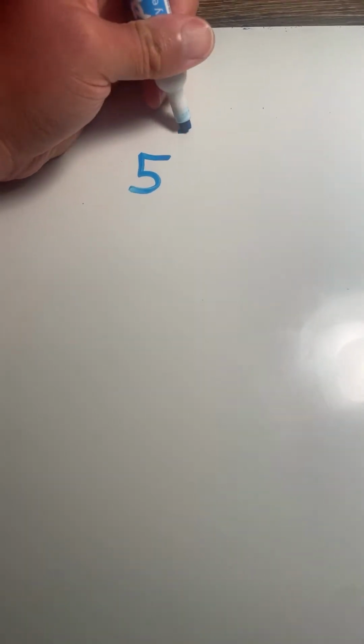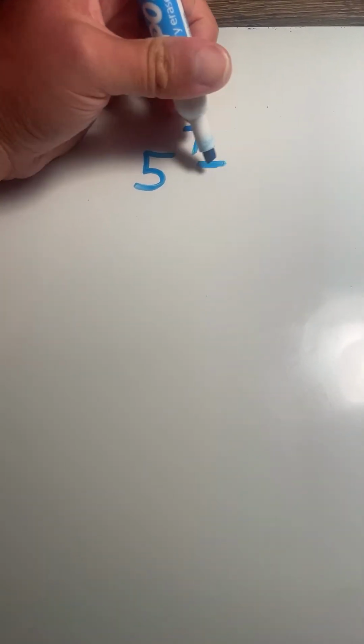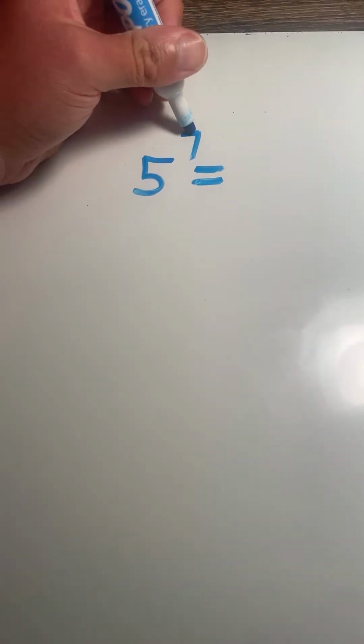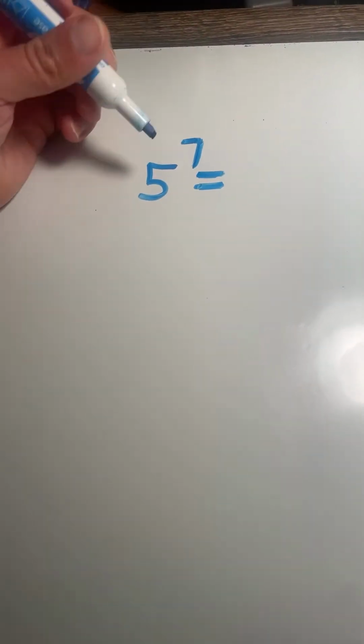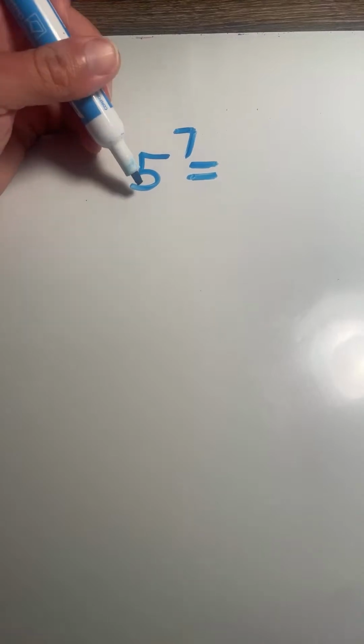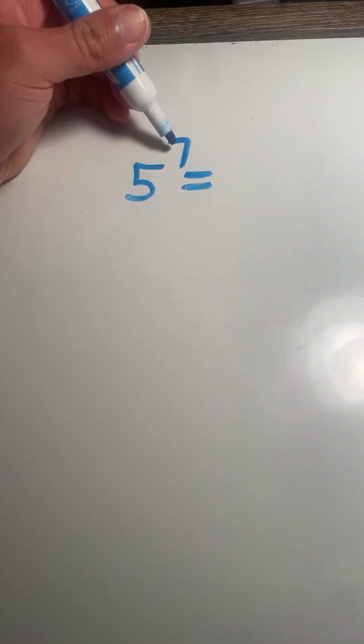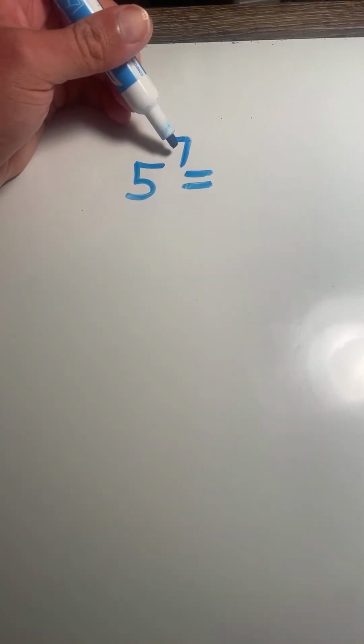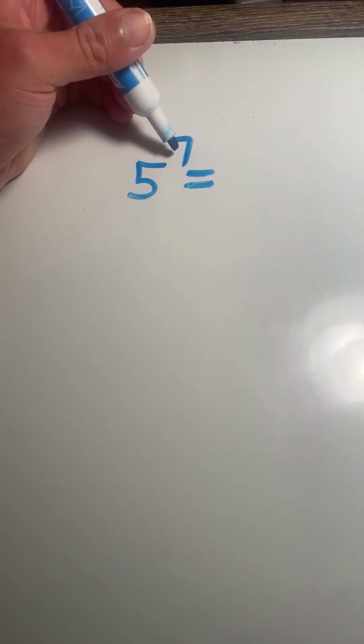All right, working on the 7th power now. Do a separate one. 5 to the 7th power. So the base number is what we're multiplying. The exponent, the number on top, is how many times we multiply it.